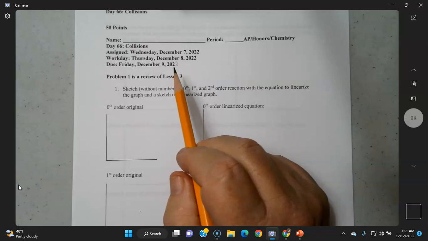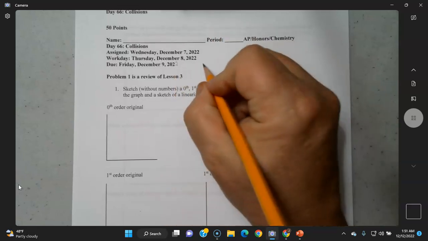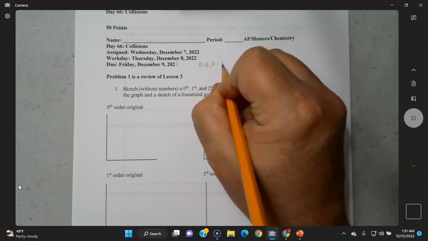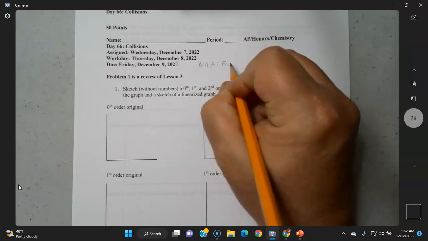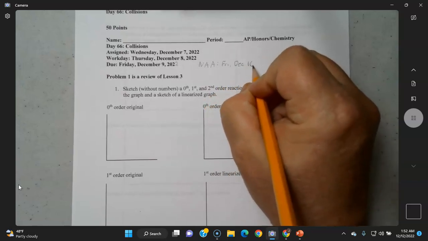It doesn't have a not accepted after date, so we're going to make that Friday, December the 16th. You do have a quiz on this on that day.